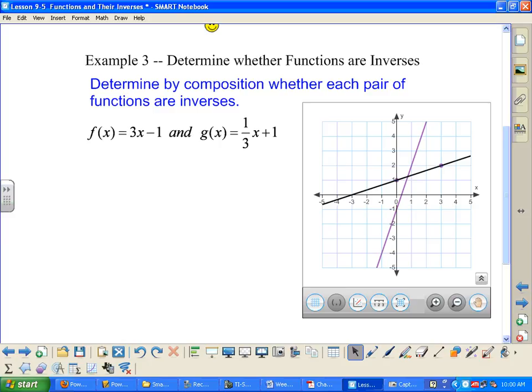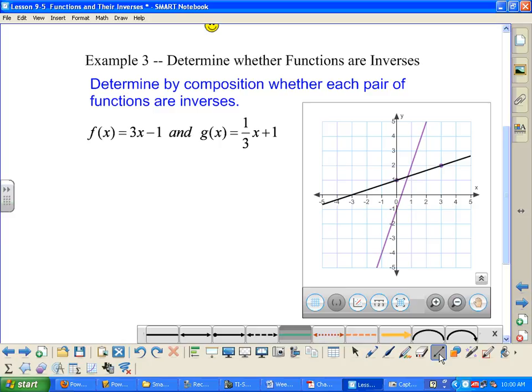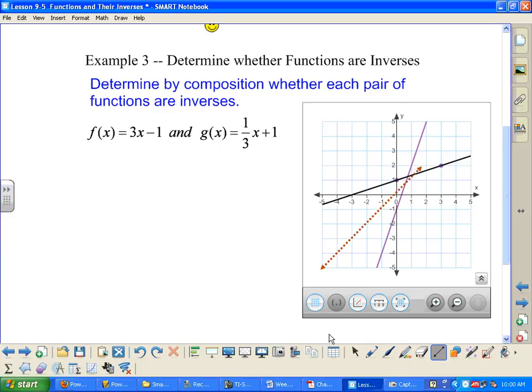Possibly, okay? But when I do the composition, I have to get x. Well, that means if I drew in the line y equals x, then the intersection point of those two other lines should be on the line y equals x. So by looking at this, I can pretty much say that no, they're not going to be inverses, but I have to check it mathematically.